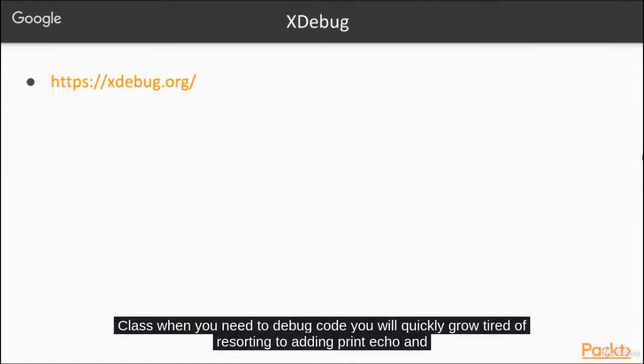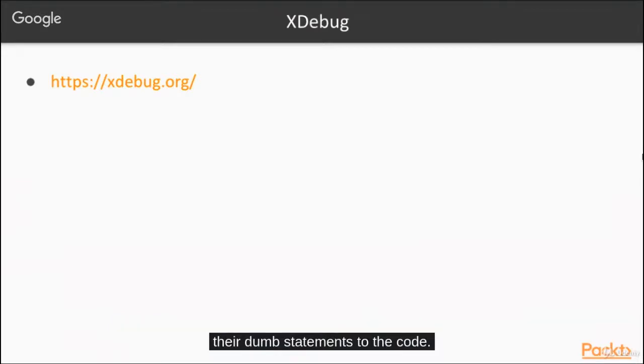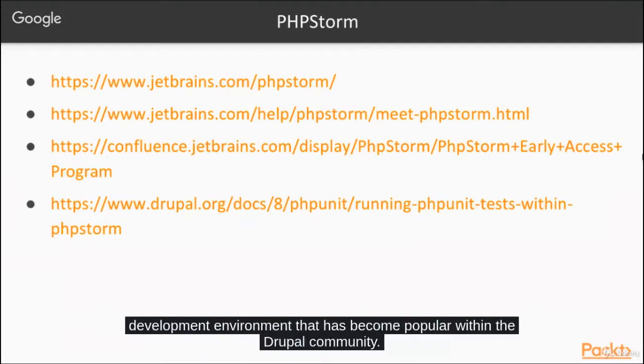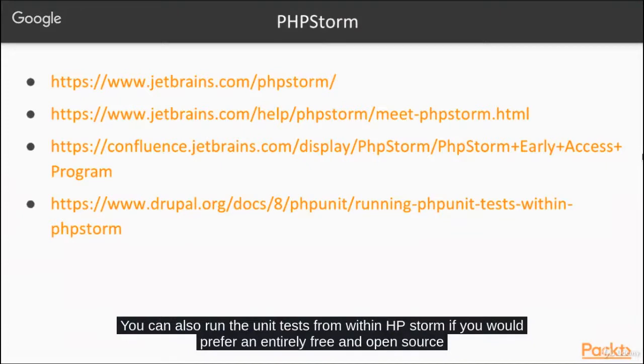When you need to debug code, you will quickly grow tired of resorting to adding print, echo, and bare dump statements to the code. Xdebug is an extension for PHP to assist with debugging and development. PHP Storm is an integrated development environment that has become popular within the Drupal community. It is capable of integrating with Xdebug to enable you to debug your code interactively. You can also run PHP unit tests from within PHP Storm.